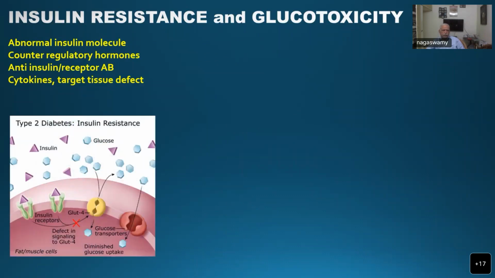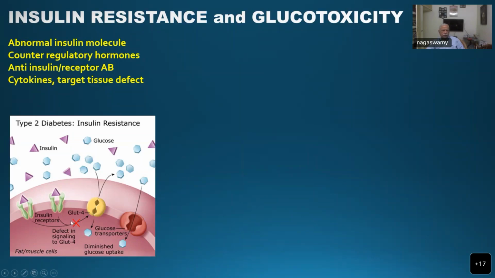So you can see the triangular purple thing is the insulin. So it has to come and occupy the receptor site here. Insulin receptors are there on the cell surface, and once they occupy that, there is an internal signaling mechanism by which these glucose transporters are opened. So you can see these hexagonal bluish things are the glucose, they enter inside the cell. So this is the normal mechanism of glucose uptake in the fat and muscle cells.